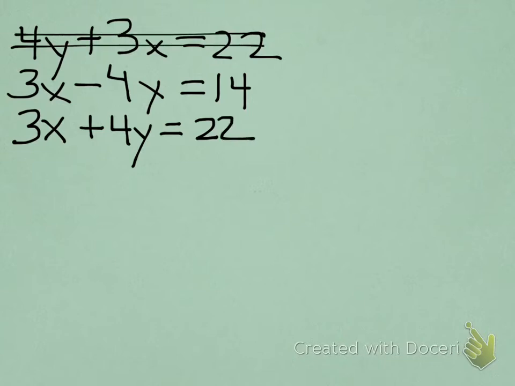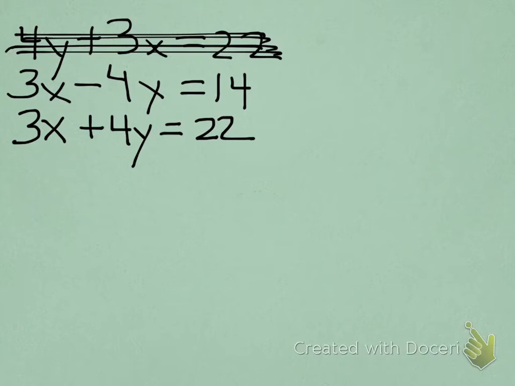So I'm no longer using the original top. And now I have the two variables lined up together. Now I can choose which variable I want to cancel out. I can either cancel out the x's by subtracting, because I would need to do 3 minus 3, or I can cancel out the y's by adding, and that would give me -4 plus 4. It is your choice which one you'd like to do.